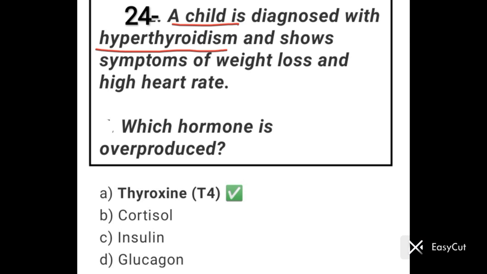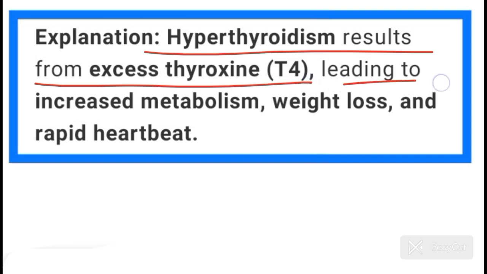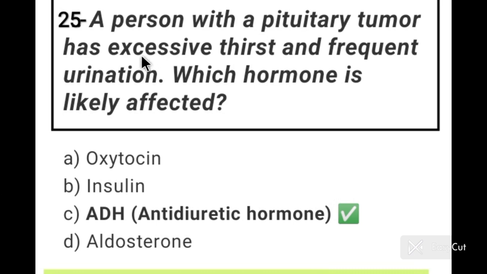Okay. Now it shows symptoms of weight loss and high heart rate. So which hormone is overproduced here? It is thyroxine hormone. So here option A is correct for question number 24. Hyperthyroidism results from excess thyroxine T4 leading to increased metabolism, weight loss and rapid heartbeat. Now come to question number 25.